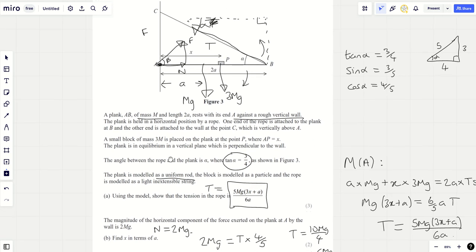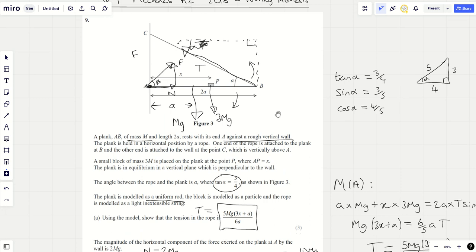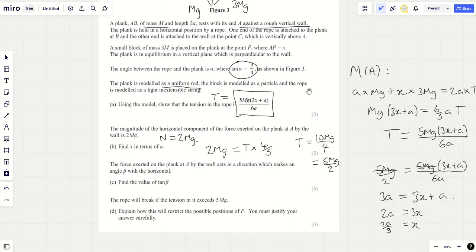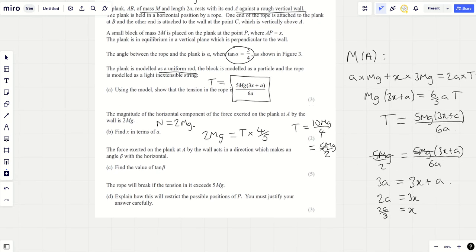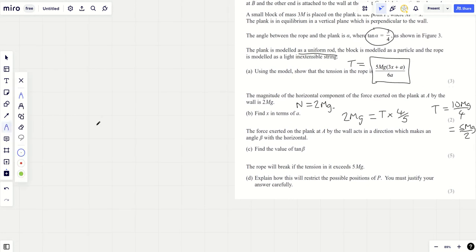Okay, right, we've got to find the value of tan beta. Well, one of the things you'll notice is you take moments and you do uppies equal downies and you do lefties equal righties. That's the number one thing you do in every wonky moment question. So what haven't we done yet? Well, we've taken moments, we've done lefties equal righties. What we haven't done is uppies equal downies. So let's do that.